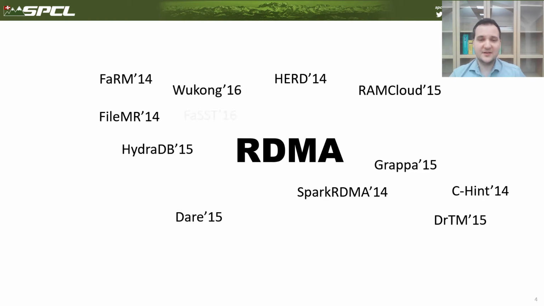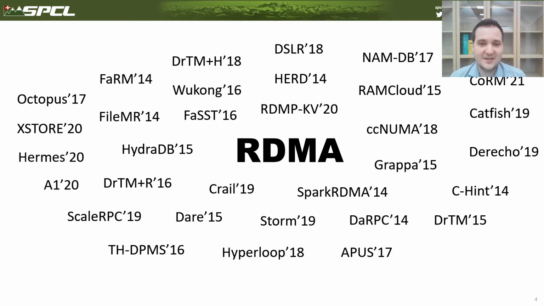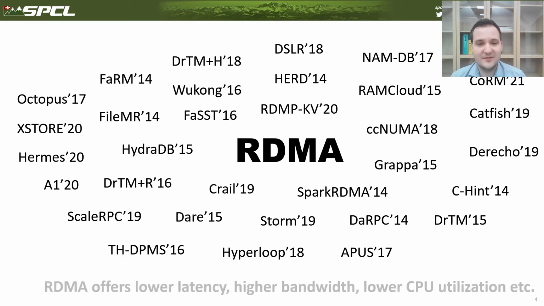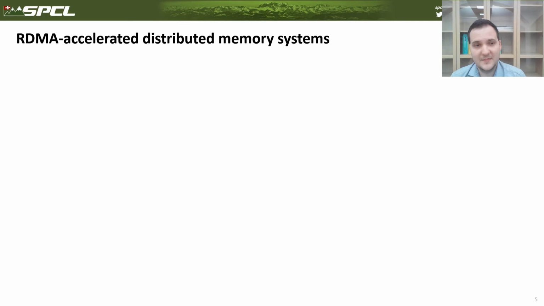However, in recent years, we have seen a huge explosion in the use of network accelerators such as remote direct memory access. On the slide, you can see recent systems which exploited RDMA for its low latency, high bandwidth, and lower CPU utilization. Unfortunately, these systems bring higher performance, but they put some limitations in the system design.